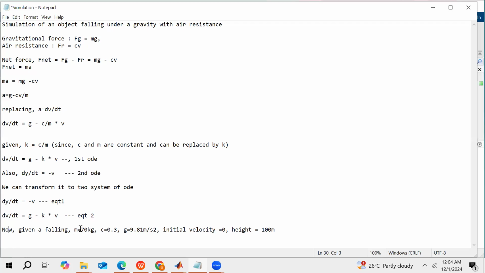So now, if we are given this problem, the mass of an object is 70 kg and the coefficient of drag is 0.3 kilogram per second. Then we have the acceleration due to gravity, 9.81 meters per second squared. Then we have an initial velocity which is 0, and a height of 100 meters. The object is falling from a height of 100 meters. Now let's move to Matlab to see how we can use the ODE45 solver to perform this simulation.